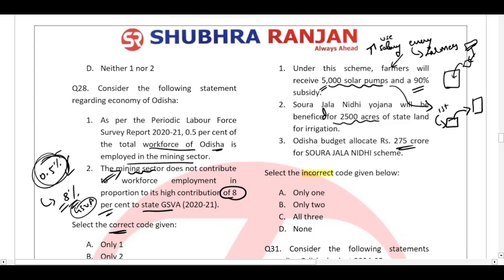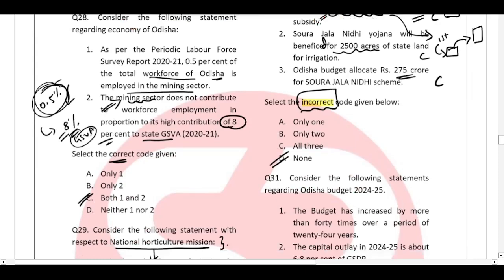So the statement is correct. This is correct. And as per the budget, this is correct. So select the incorrect code. So for question number 30, none are incorrect because all the statements are correct. Again, you have to be careful whether the question is asking for correct or incorrect.